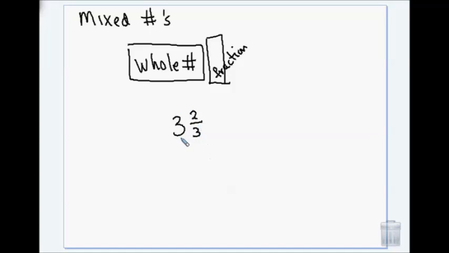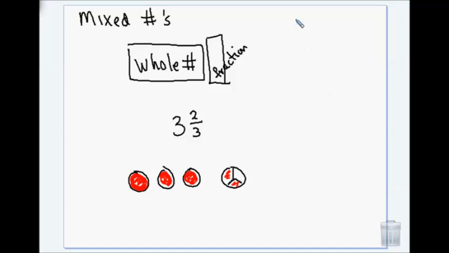3 is the whole number and 2/3 is the fraction. So if we were talking pizzas, I'd have 3 whole pizzas and then 2 pieces of a pizza that was cut into thirds. This piece right here would have been eaten.